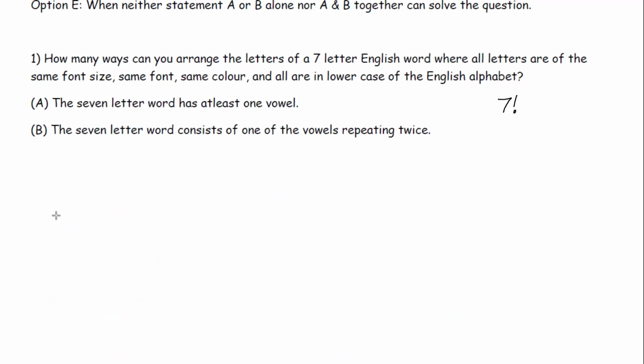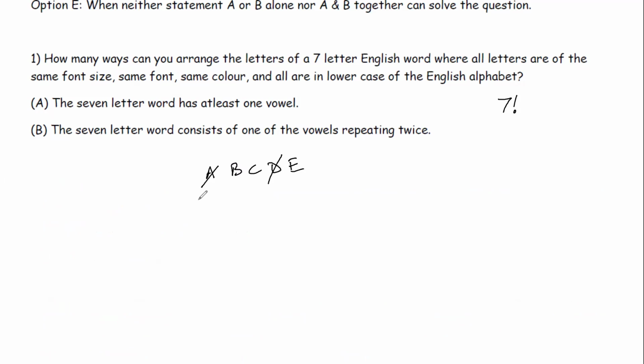So with statement A, we come to know that the 7-letter word has at least one vowel. Whether it has no vowel or one vowel, it doesn't matter. So A is not solving the question. So when A is not solving, B is not solving. Now we go to the second statement.